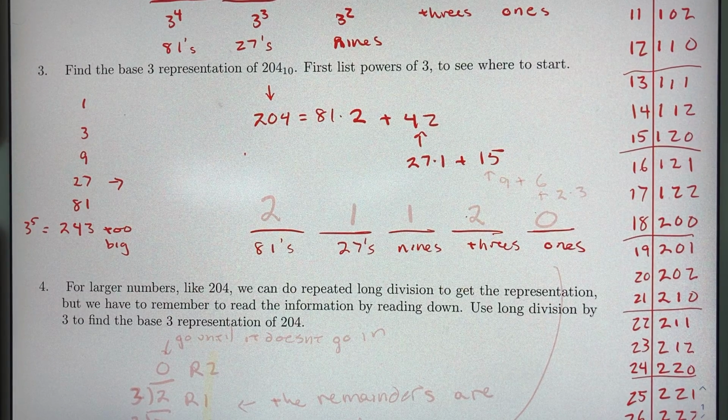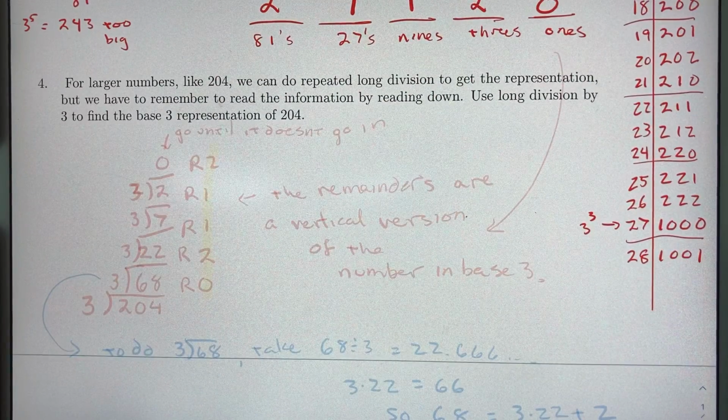Okay, so first we've got 2 in the 81's place. Now we've got 1 in the 27's place. Now we have to break up the 15. 15 is 1 in the 9's place, and then 6 left over. So 1 in the 9's place. And then 6 is 2 3's, and no leftover. So 2 in the 3's place, and no leftover.